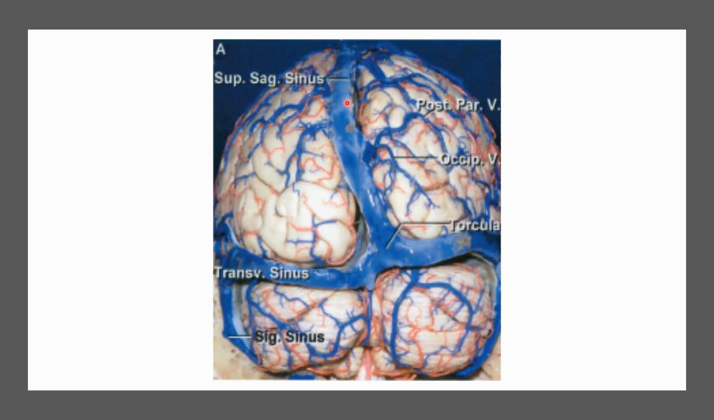Again, another view: superior sagittal sinus, transverse sinus or lateral sinus, sigmoid sinus, and then it goes to the jugular foramen. Anything above here is supratentorial, anything below here is infratentorial.